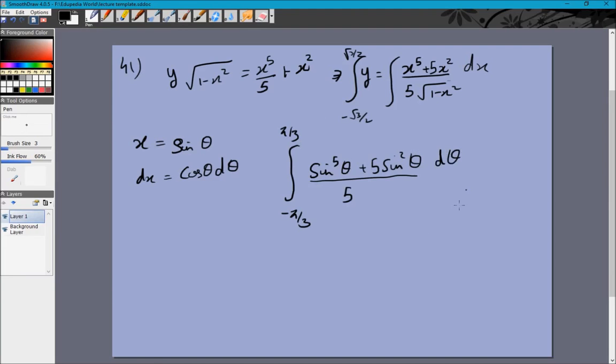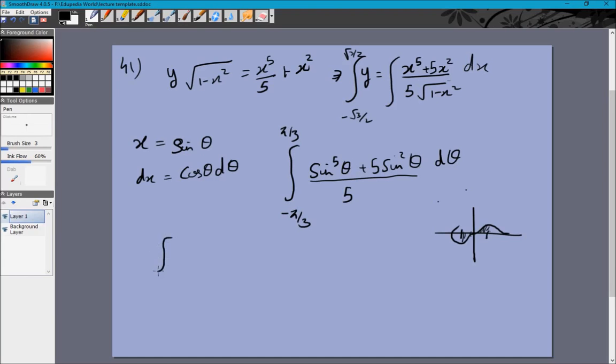Right. And now we need to be able to solve for this integral. Now sine to the power 5 theta is an odd function because sine theta is an odd function. So whatever the value is on the right hand side of the origin, it will be the inverse of that on the left hand side, and minus pi by 3 to pi by 3 will have to give the integral 0. So the integral of sine to the power 5 theta from minus pi by 3 to pi by 3 is 0 because sine to the power 5 theta is an odd function.